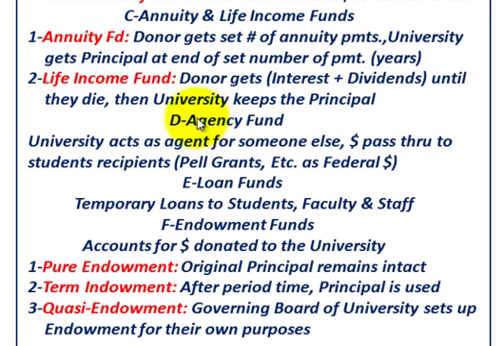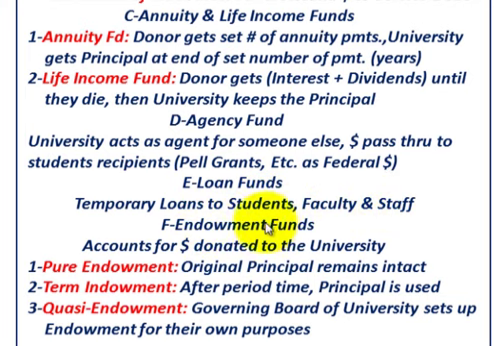And then you'd have your agency fund. That's where the university acts as an agent for someone else. This is where dollars pass through to student recipients, like on Pell Grants and so forth. Those would be federal dollars. The university only acts as a pass-through agent. Okay, and then you have your loan funds. This is where you're going to have temporary loans to students, faculty, and staff.